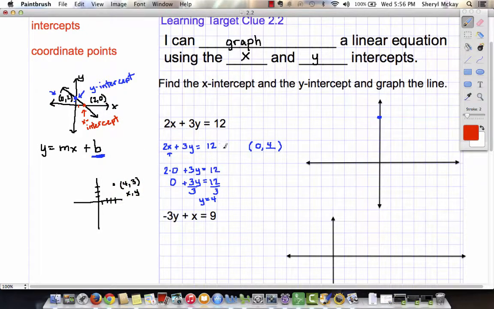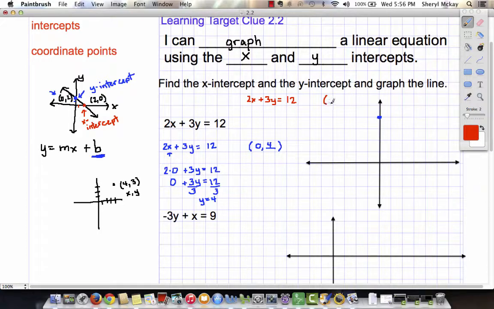Well, I do the exact same thing, but this time I know that for my x-intercept, my y has to be 0. Remember over here where I wrote 2, 0? This x-intercept was 2 on the x-axis, but 0. It didn't go up or down in the y's. So how about if I write it up here? If I say 2x plus 3y equals 12.